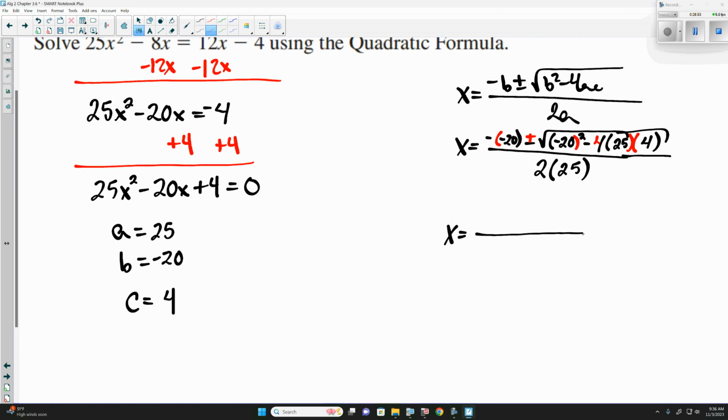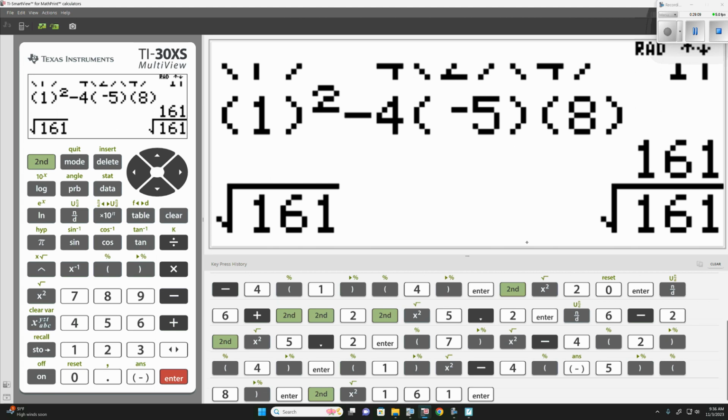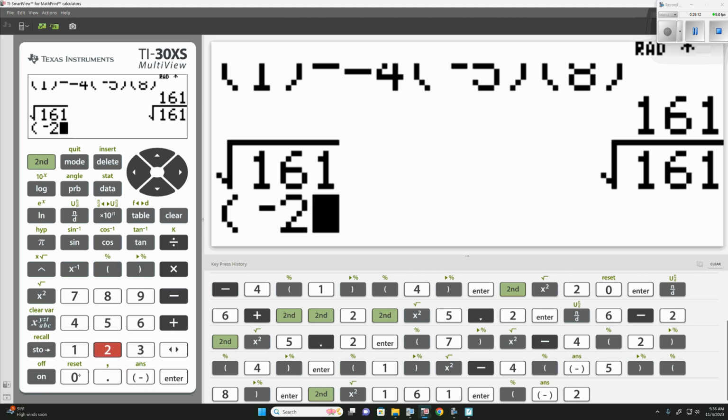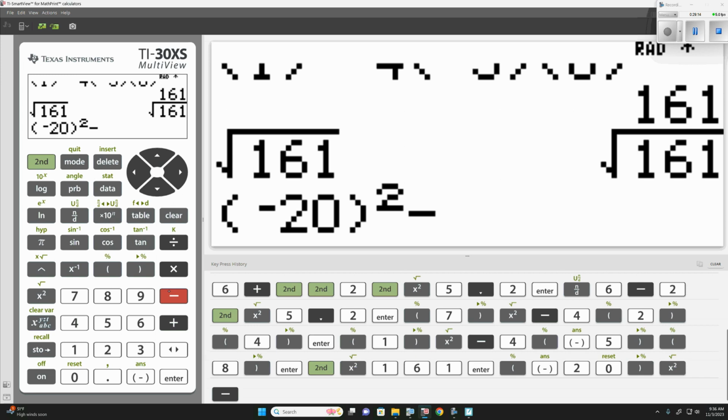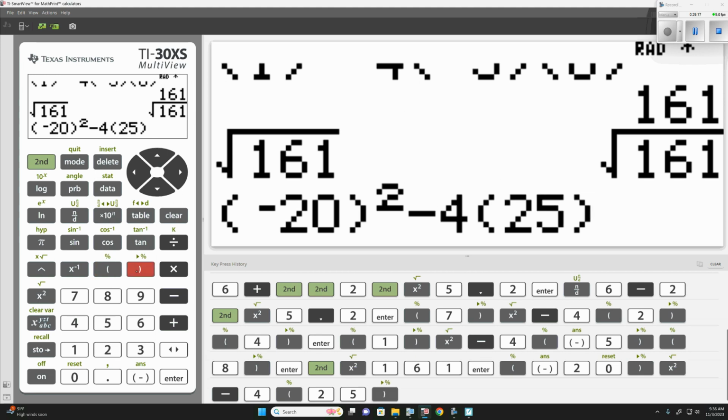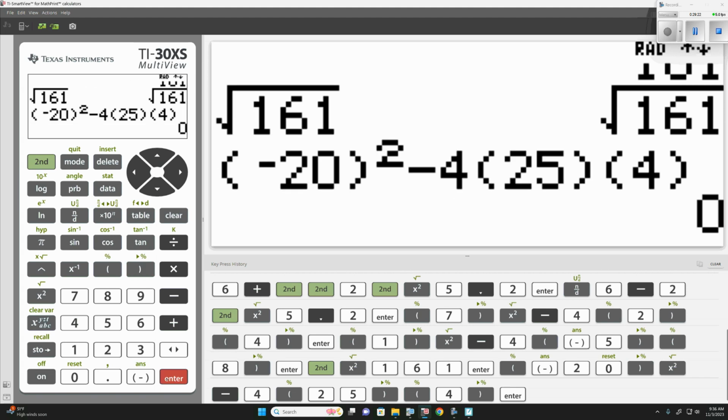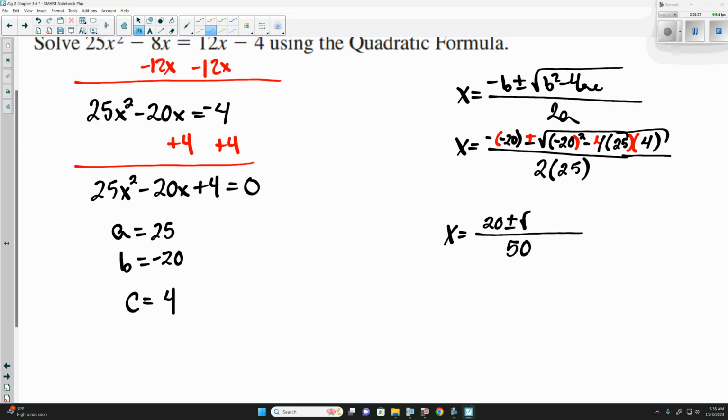Now we will do some of the simplifying. Negative 20 would be 20, plus or minus. 2 times 25 is 50. Now, inside the radical, we have negative 20 squared, minus 4 times 25 times 4. Yes? And that gives us 0. Yay. Plus or minus the square root of 0.